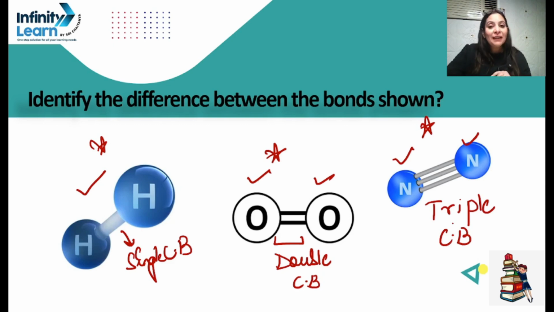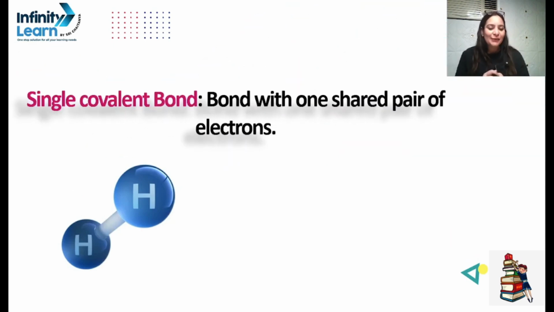Now, what do we mean by single, double and triple? Let's make out the difference. So, a single covalent bond is one in which there is only one shared pair of electrons. Only one shared pair. It means one electron is contributed by one hydrogen, one by the other, and they are sharing one pair. Let me give you an example.